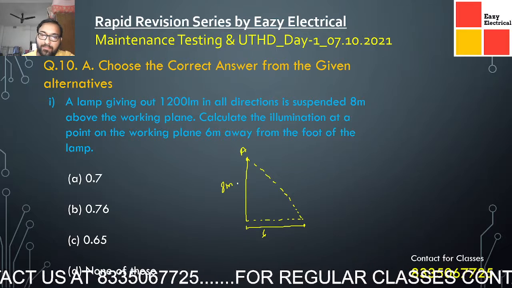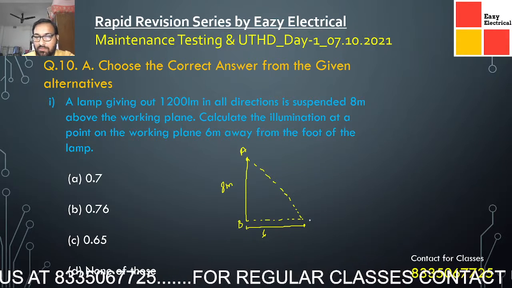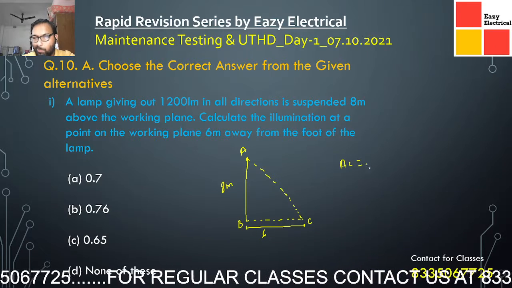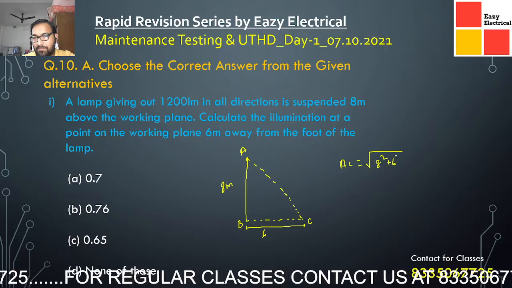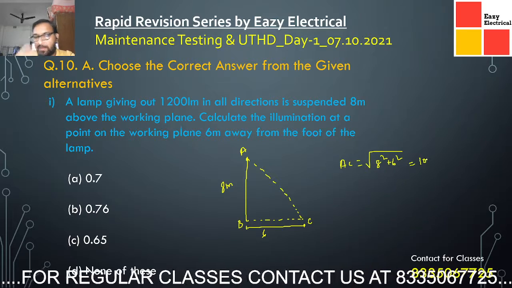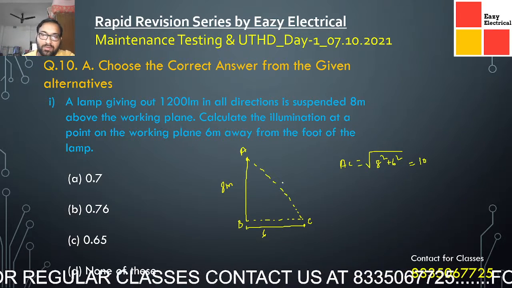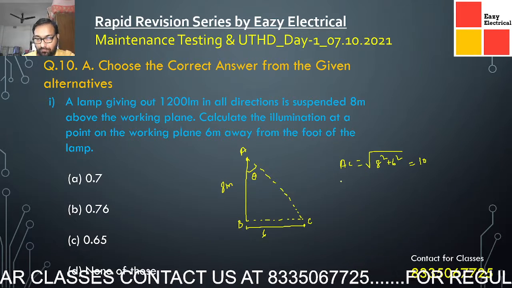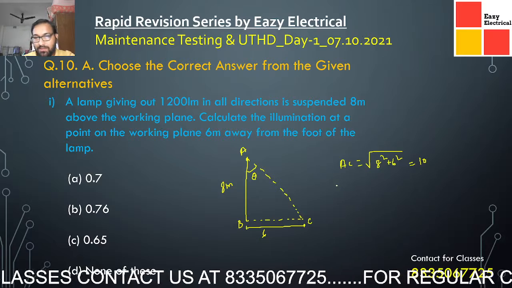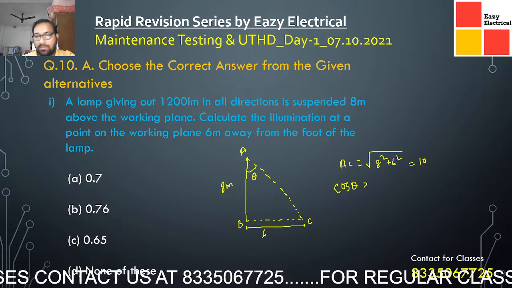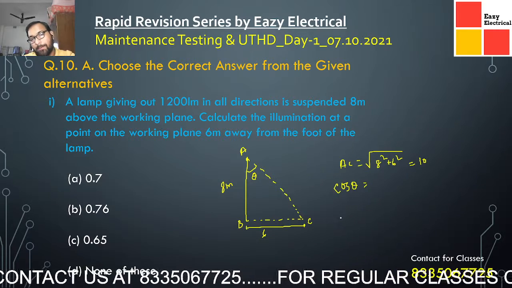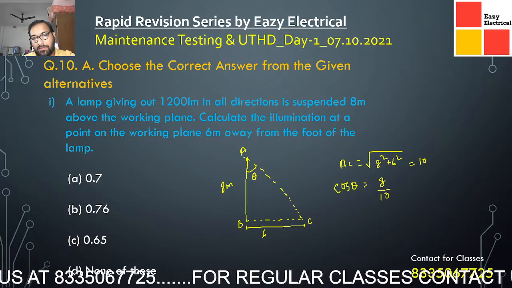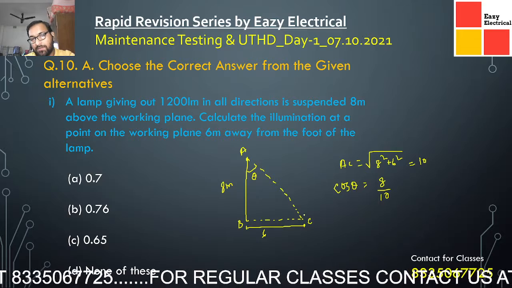So from this you can get the value. Suppose this is A, this is B, this is C. The distance AC will be the root of 8 square plus 6 square. From this you get 10. And what is the angle between the two? Suppose this is theta, so what will be your cos theta? Cos theta will be basically 8 divided by 10. 8 is this side, and 10 is this side.